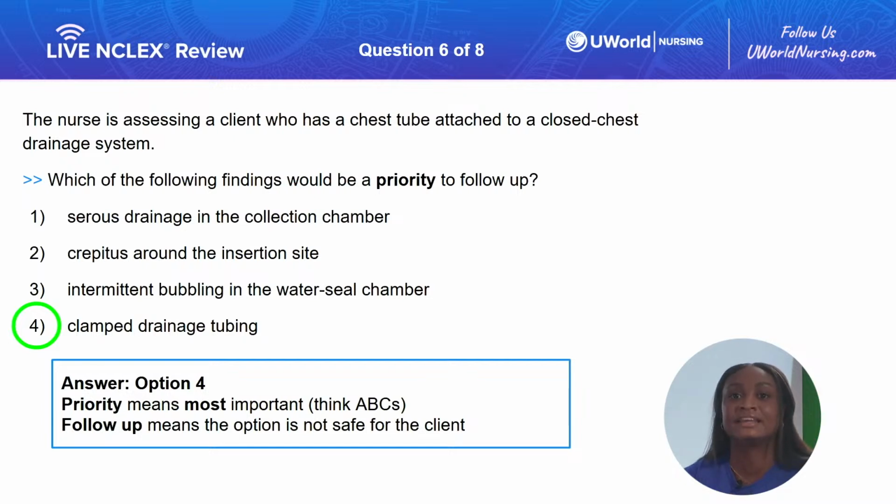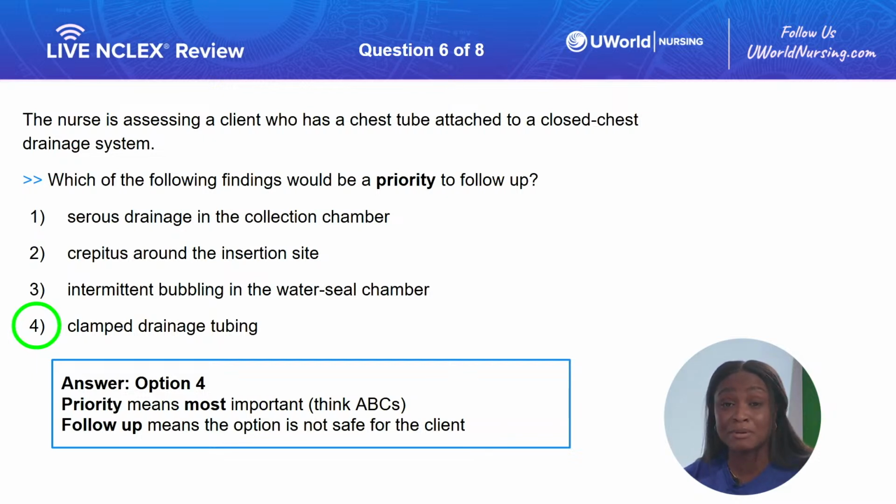Clamp drainage tubing. Yes, yes, yes. Anytime we have a chest tube or a closed chest drainage system, if it is clamped, that is going to send off alerts to everyone: why is this clamped? Unless the provider says to have it clamped for whatever reason, that is the only exception. But any clamped drainage tubing is defeating the whole purpose of why it's even there. We want that negative pressure to help bring out all the fluid or the air that is in that pleural space or pleural cavity to help reinforce and inflate the lung. So if it's clamped, it's not doing its job. It can cause an even bigger problem like a pneumothorax, and we don't want that.